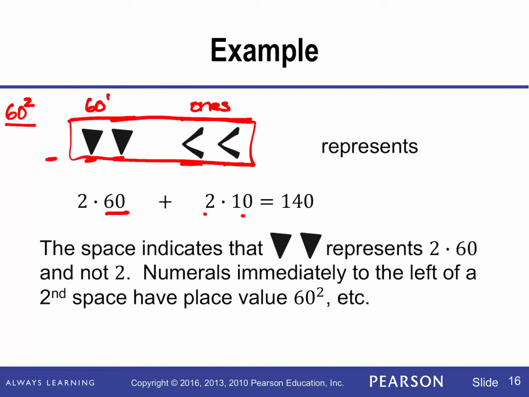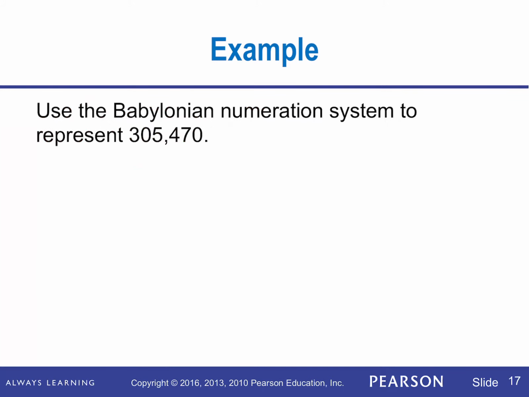All right, the space is what's telling us that this is the 60s place over here on the left, and not part of combining those 2 Pac-Men and those 2 units as one number. Okay, so that space is going to be really important. Let's look at another example.